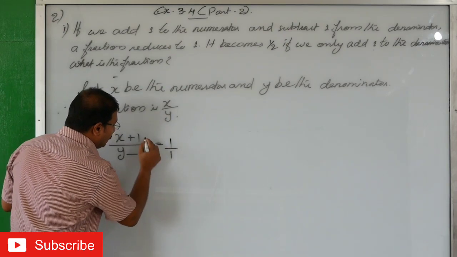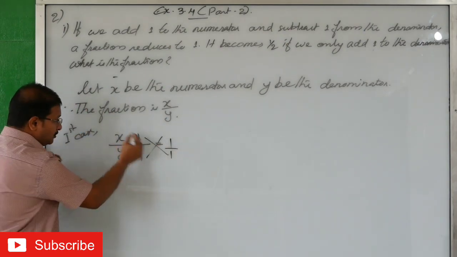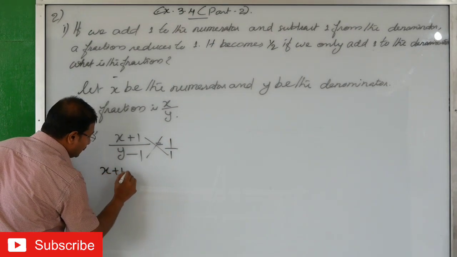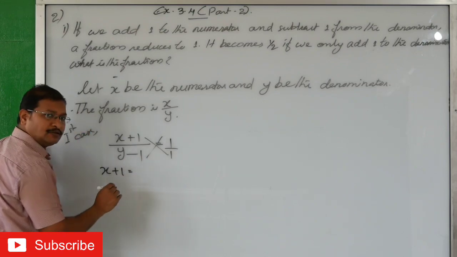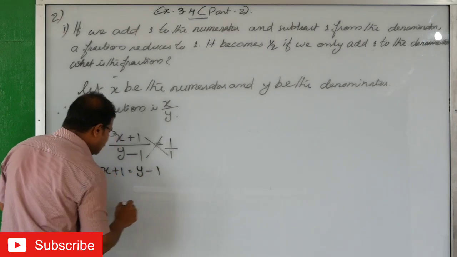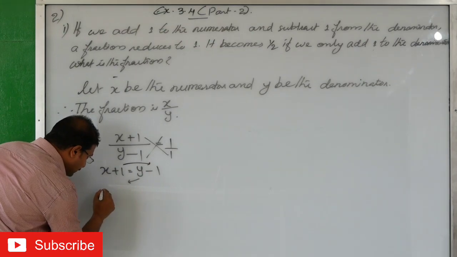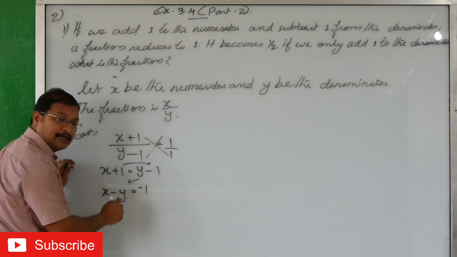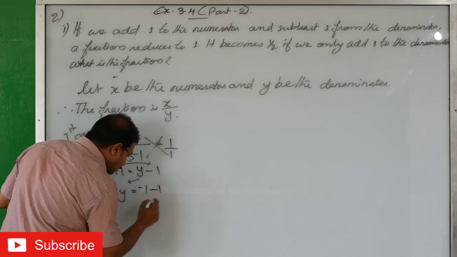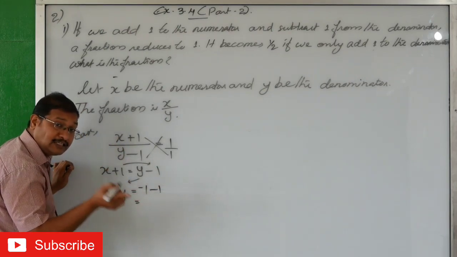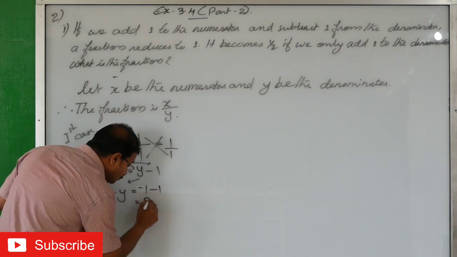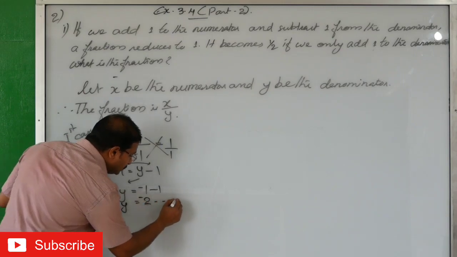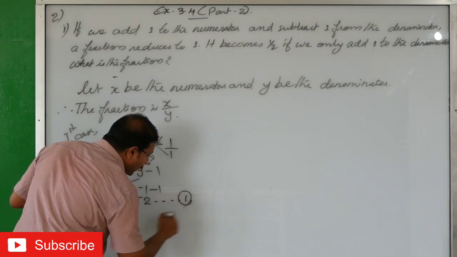So let's cross multiply. 1 means you can write 1 by 1. Cross multiplying means 1 into x plus 1, we write x plus 1 equals y minus 1 into 1 is y minus 1. 1 will go to the next side. That means x minus y equals, minus 1 is already here, plus 1 goes to the next side, minus 1. So minus 1, minus 1, minus into minus is plus. That means 1 plus 1, 2. Of course it will be minus 2. That is x minus y equals minus 2. This is equation number 1.